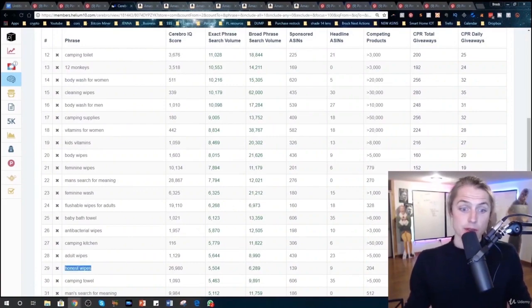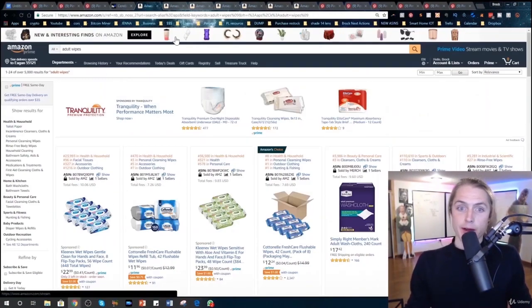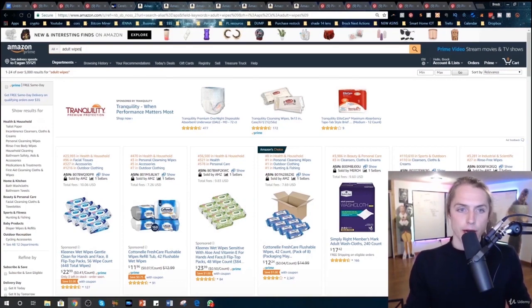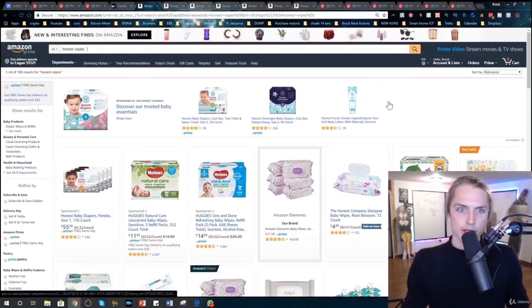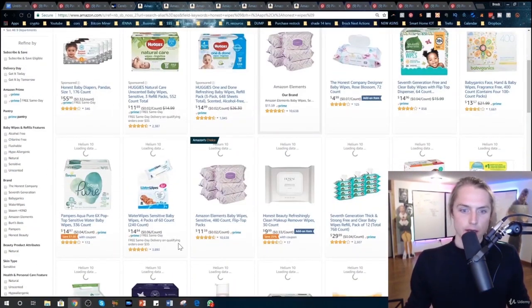Let's see, Honest Wipes. What's that? This looks like another brand. When you look up a good selling brand product, you can learn some stuff there. So what is this Honest Wipes? Is that a company here?